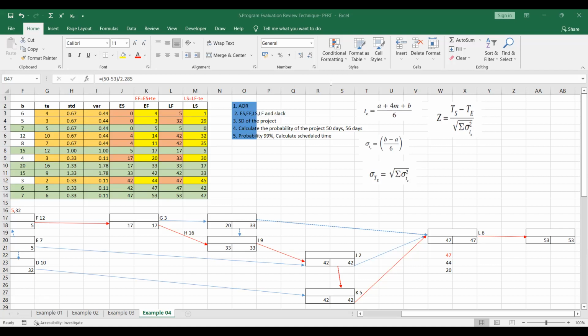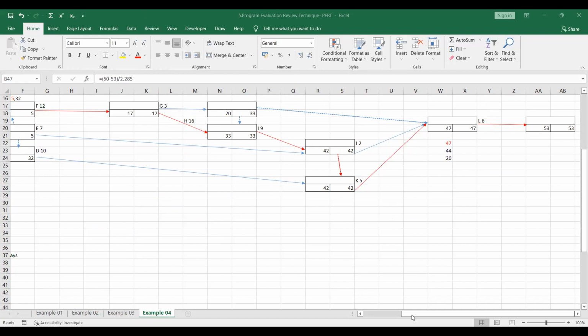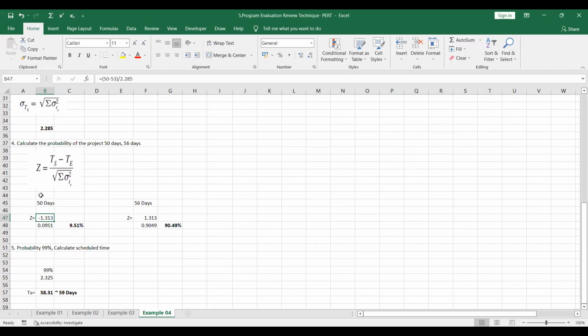Sandhuni has responded as 53 days. Very good, Udara. Right. So according to this example, the expected time to complete this project is 53 days. Therefore, you have to take the total schedule as 50 days. From that 50 days, you have to deduct the expected time to be completed, 53 days, and divide the whole thing by the standard deviation of the project, which is 2.285. After solving that equation, you get the z value. The z value is minus 1.31.